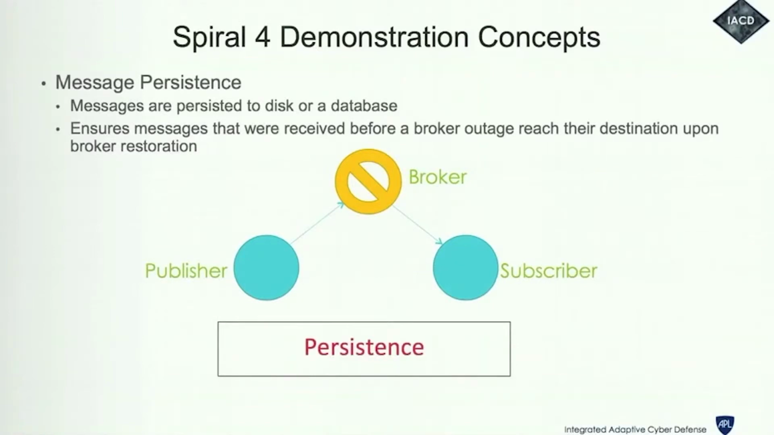Message persistence allows the broker to write messages to disk-backed storage or a database, offering the assurance that even if the broker goes down, any messages that were sent but not received by intended subscribers prior to the broker's outage will be stored until the broker is back up. Once the broker is back online and the subscribers resubscribe to the topic, the broker resumes sending messages, ensuring subscribers successfully receive them.